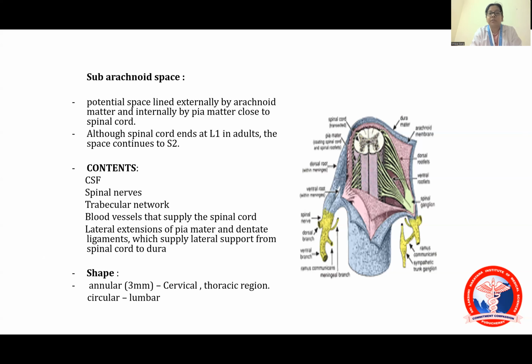What are the contents of the subarachnoid space? It contains CSF, spinal nerves, trabecular network, blood vessels that supply the spinal cord, lateral extensions of pia mater, and dentate ligaments which provide lateral support from the spinal cord to the dura. Now, what about the shape of the subarachnoid space? The shape is annular in the cervical and thoracic region and circular in the lumbar region.